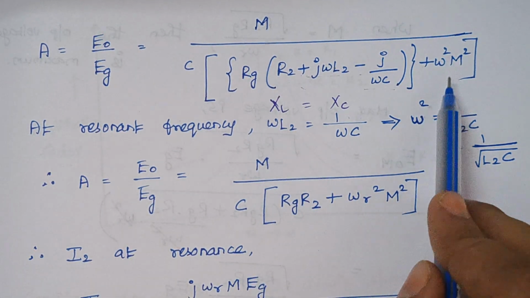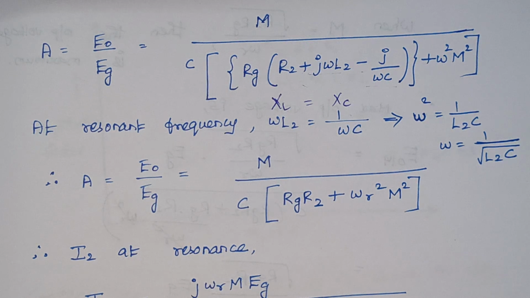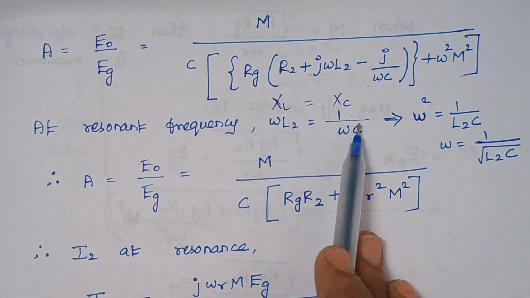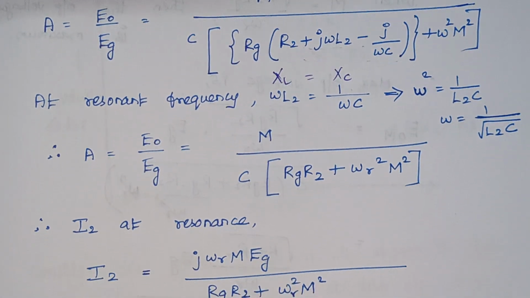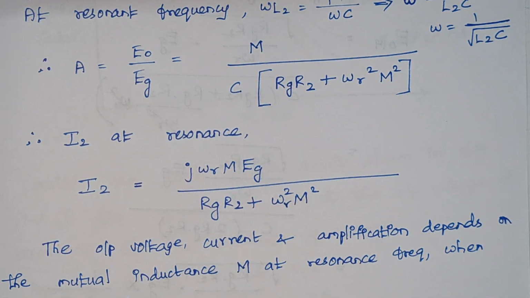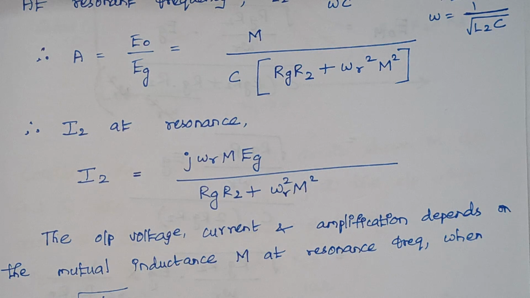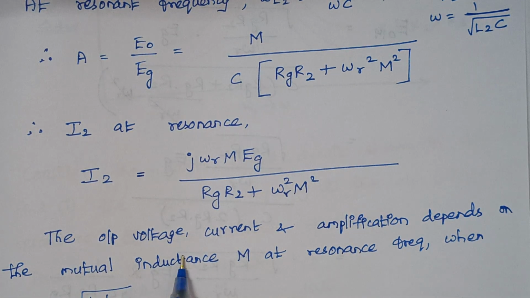And here omega becomes omega R because this is under resonance condition, right? So omega R square into M square. Now we are going to find the value of I2 at resonance. So again we are going to apply the same condition, right? In the expression for I2, again these two terms will cancel each other, and finally our expression for I2 looks like this, right?